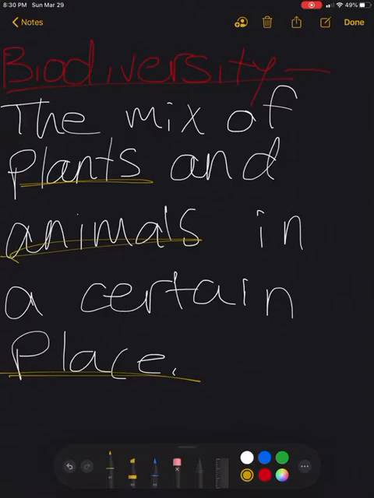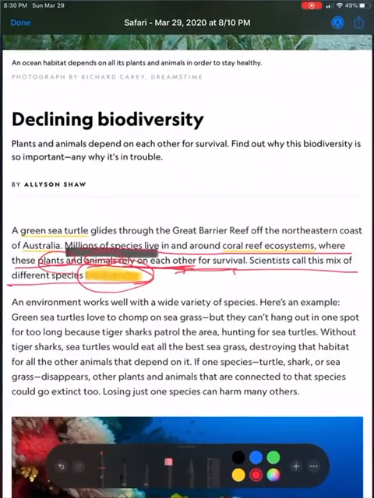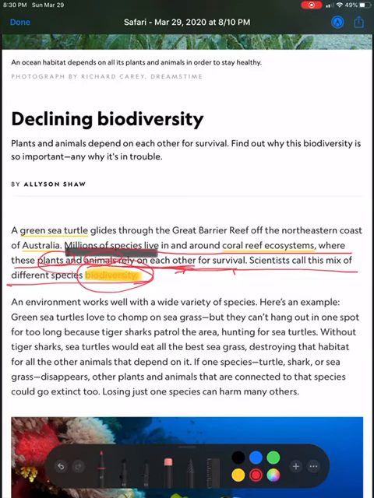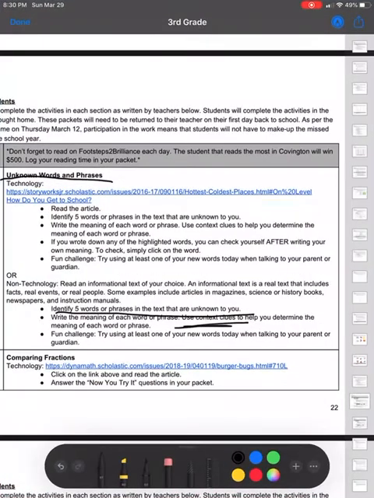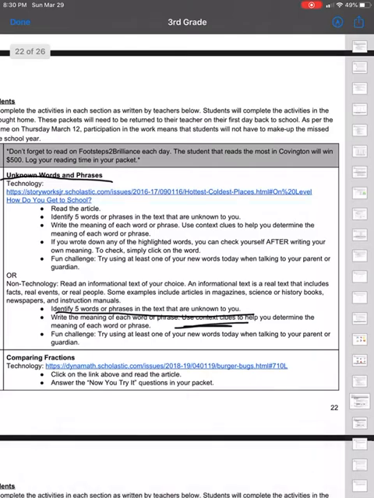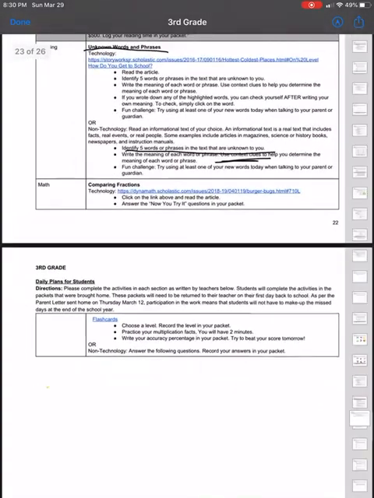So if you're doing the technology option, you'll just click on the link that Miss Pickens has for you. But if you're not, then you'll get to read one of your nonfiction texts that you got to pick from in Miss Pickens' class. So then we're going to move on to math, and math is all about comparing fractions.